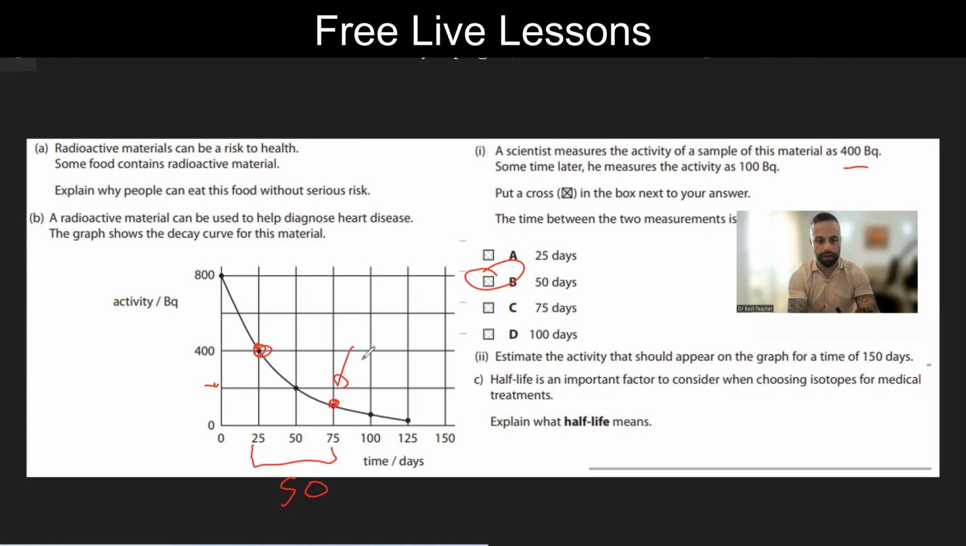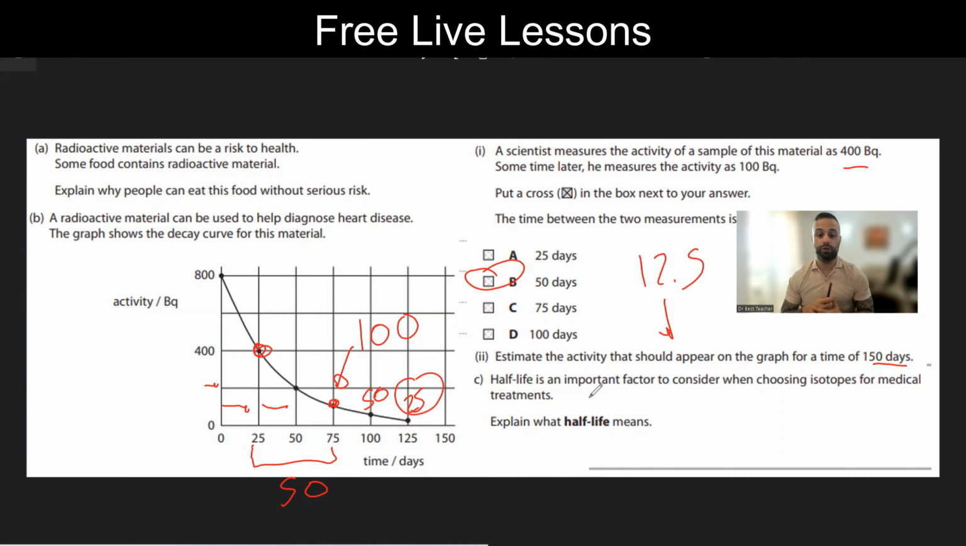Estimate the activity to appear at 150 days. Well, this is 100, right? And it seems like every 25 days, it's going to keep on halving. So this is 50, and then this is going to be 25. So at day 150, what they're looking for is half of the 25, which is a 12.5 reading.